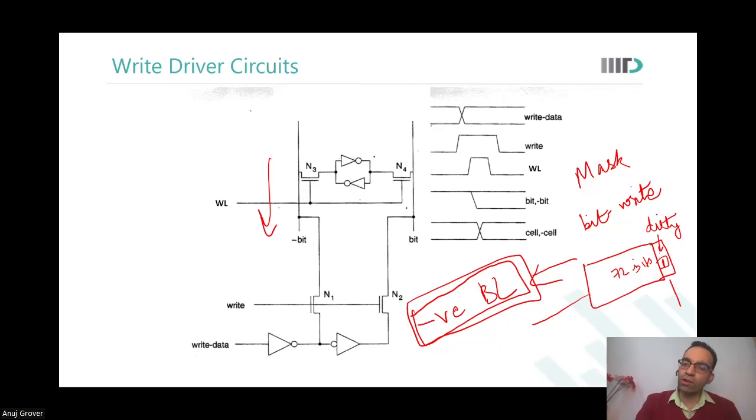I only want to write on one bit and not on the other bits. This kind of a feature is called bit write. Why do I want this? What is the benefit of this kind of a feature? What do I save or what do I gain?